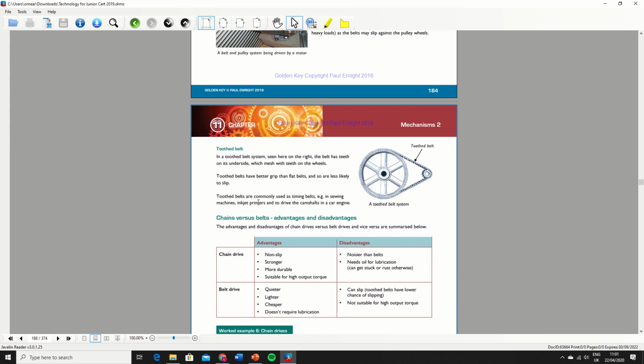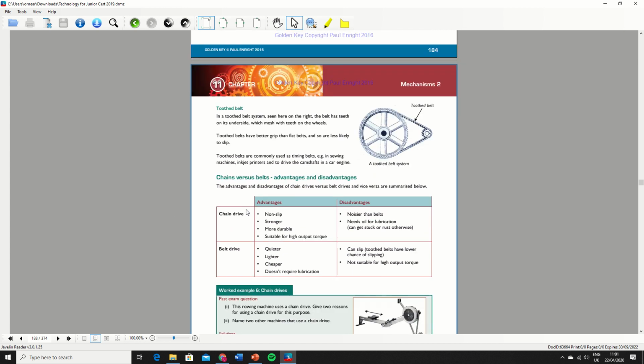Okay. So chains versus belts. So the advantages and disadvantages. A good few times the question will come up about what's the difference between a toothed belt drive or pulley and belt and a chain and sprocket, and you'll have to give advantages, which one is better compared to the other. So the advantages of the chain drive: it's non-slip, it's stronger, it's more durable, and it's suitable for higher output torque. So basically, it's required to lift heavier loads.